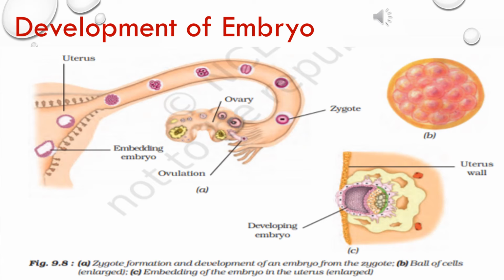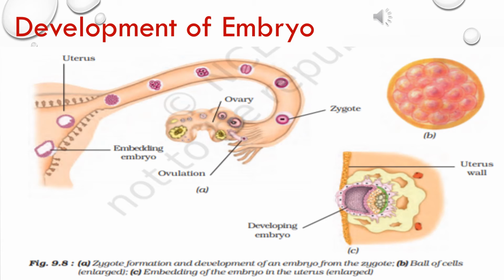Look at this picture. I have given the ball of cells. They are nothing but the zygote division. The cells then begin to form groups that develop into different tissues and organs of the body. So this developing structure is termed as an embryo.